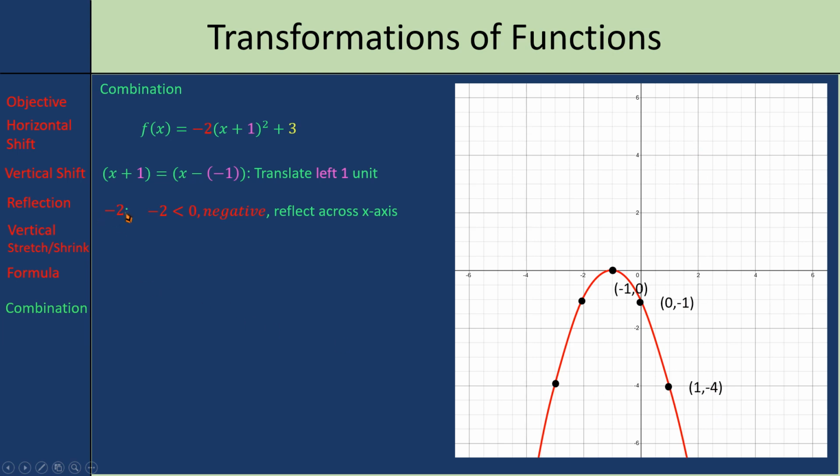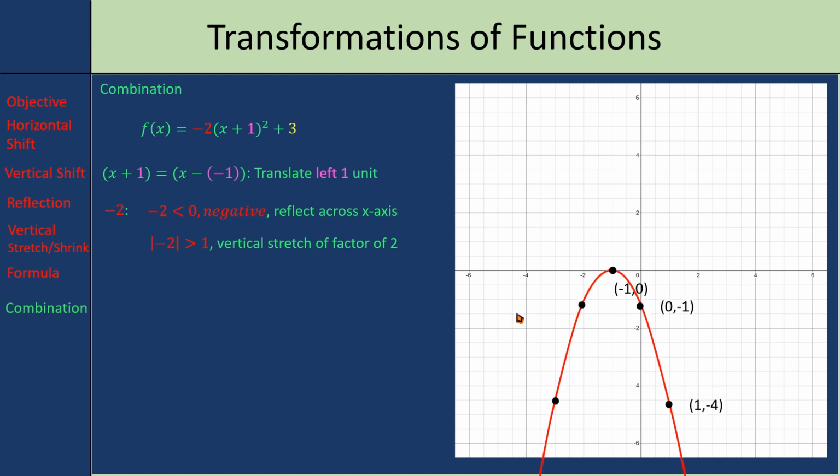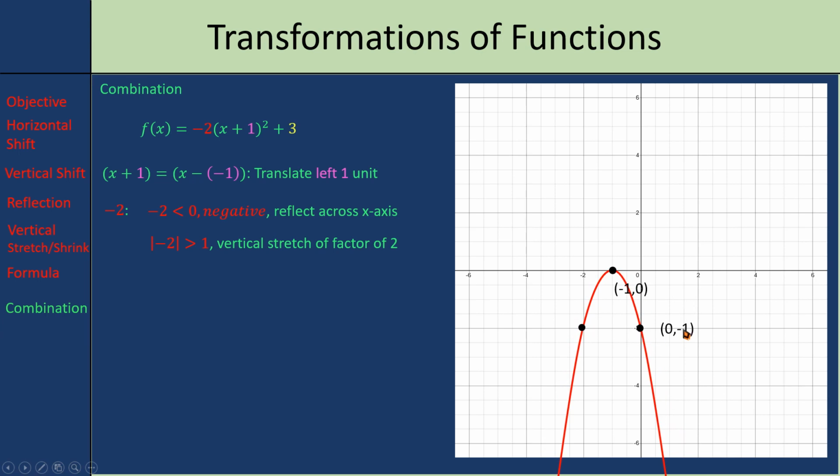Now, look at the number itself. Ignore the sign. Is that bigger or smaller than 1? 2 is bigger than 1, right? So it's a stretch. So the absolute value of -2 is 2. 2 is bigger than 1. It's a stretch of a factor of 2. So what does stretch mean? Vertical stretch. So you stretch it up and down. So now it's longer vertically. So it looks like this. You see? Now, this was -1. Now it's -2 because it got stretched by a factor of 2. So you just basically multiply your y values by 2.